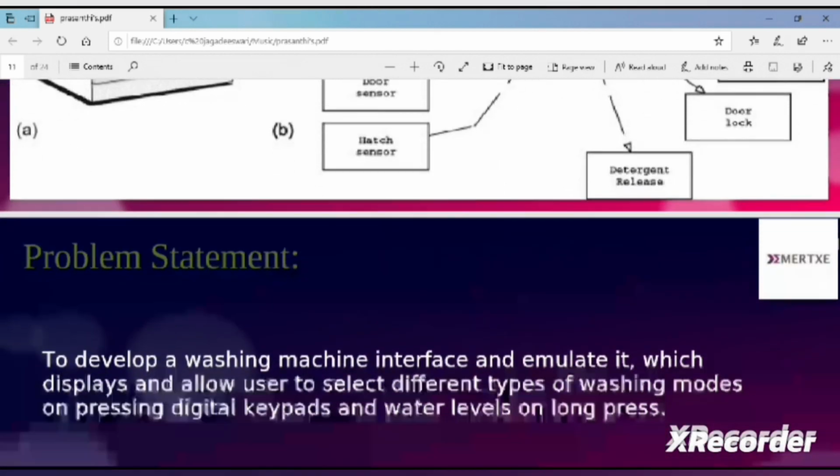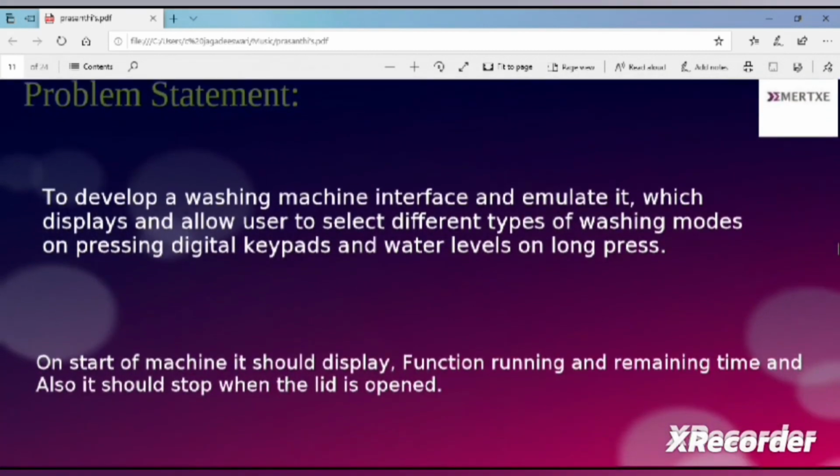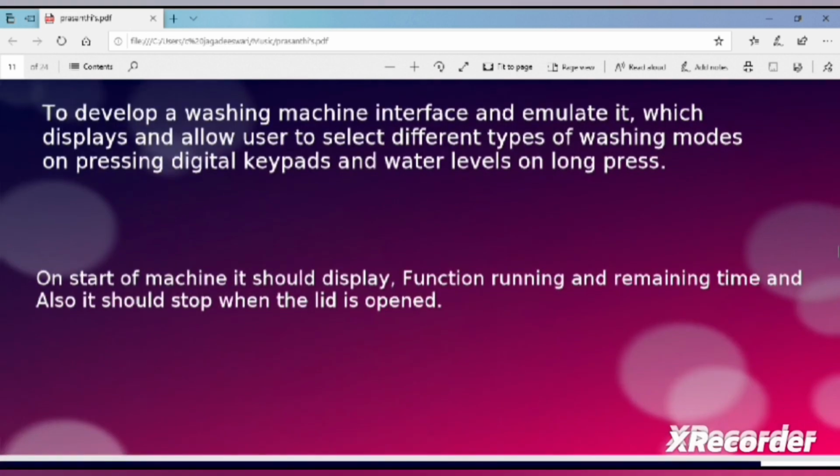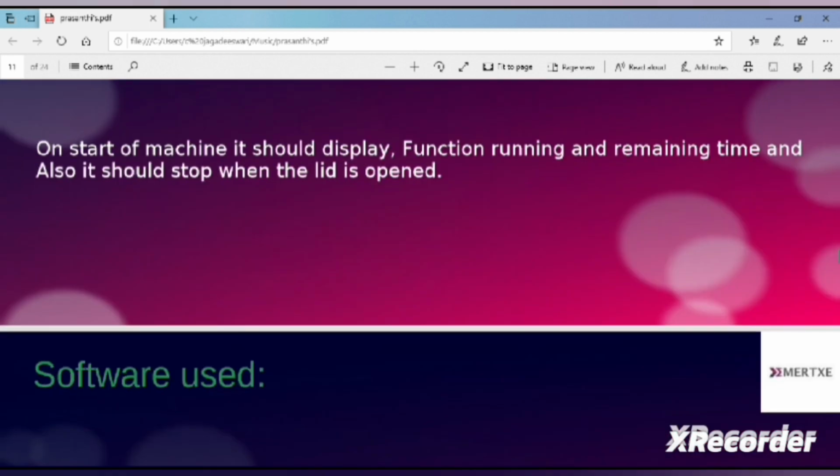Next, moving on to the main problem faced in the implementation of the washing machine: to develop a washing machine interface and emulate it, which displays and allows the user to select different types of washing on pressing digital keypads, and water levels on long press. On starting the machine, it should display the function running and the remaining time, and it should stop when the lid is open.